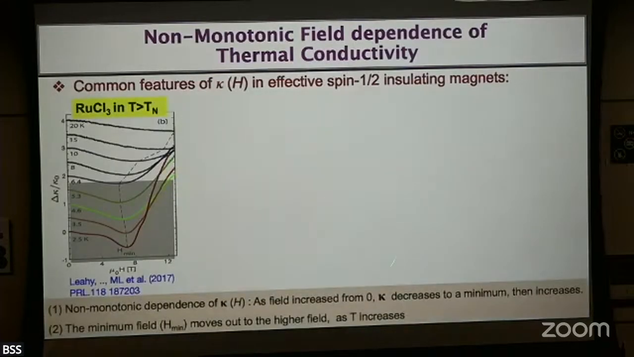So this whole idea goes back to ruthenium trichloride, which has this non-monotonic field dependence. Below T_N, the minimum position is not moving, but above, in the paramagnetic region, the minimum position is moving out. The great thing about the thermal Hall effect is that everybody now starts reporting kappa XX versus field, because in order to measure kappa XY, you must take kappa XX as a function of field as well.